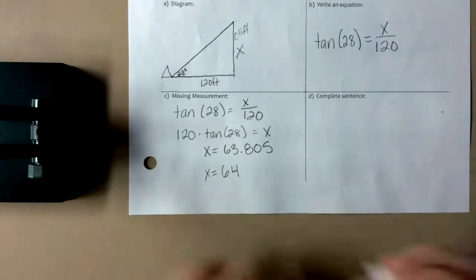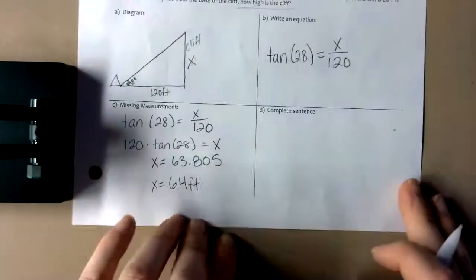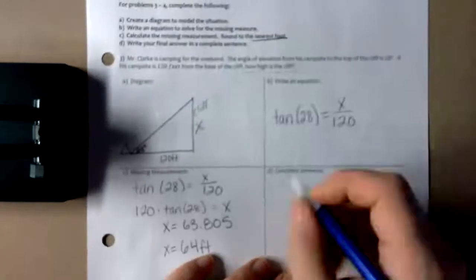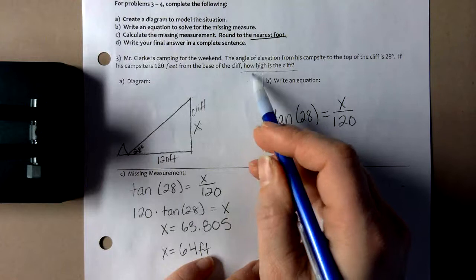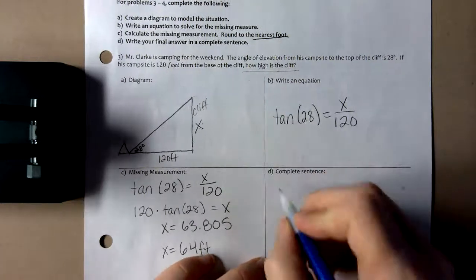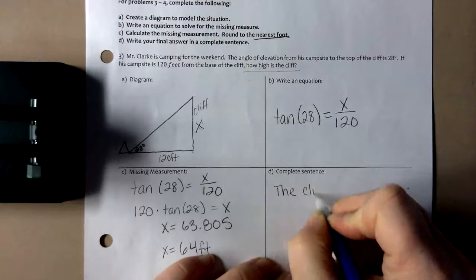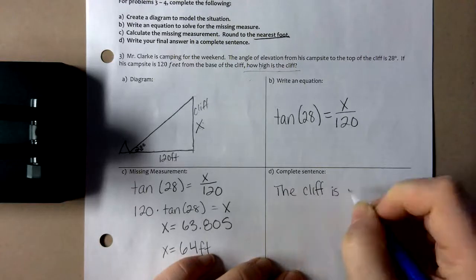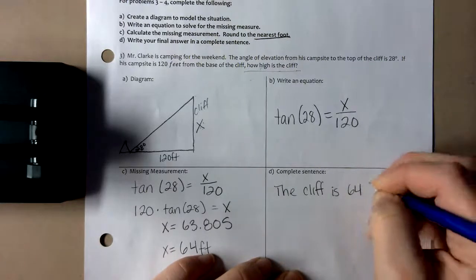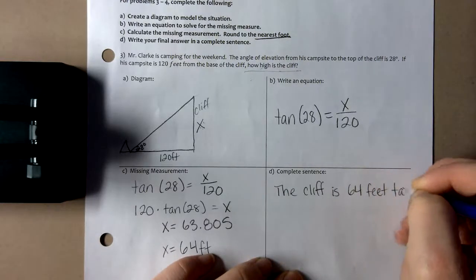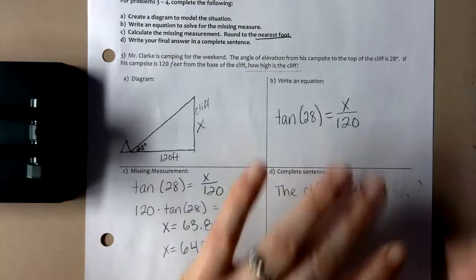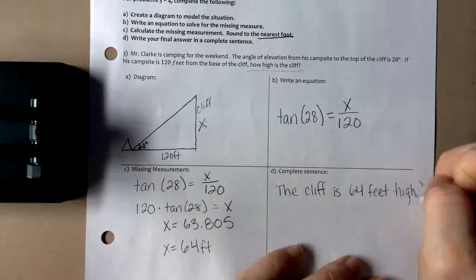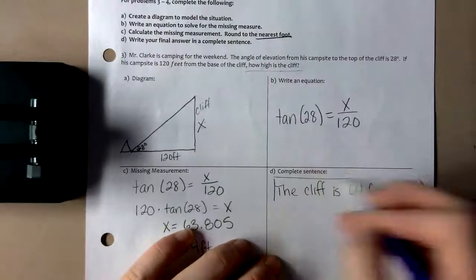And that's feet. So now when we write the sentence, the question was how high is the cliff? So we will say the cliff is 64 feet tall. I'll use the word high, since that's what the problem used.